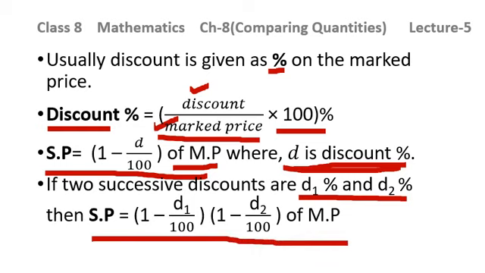Here, if three successive discounts are given, then you can include 1 minus D3 over 100. If four successive discounts are given, then you can include 1 minus D4 over 100. So the basic formula for successive discounts, in terms of SP, MP and discount percent, will be SP is equal to 1 minus D1 over 100 into 1 minus D2 over 100 into MP.